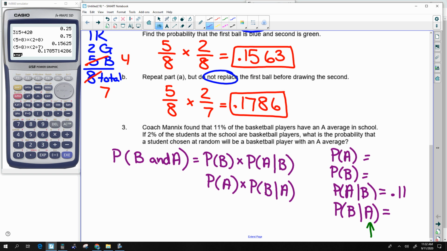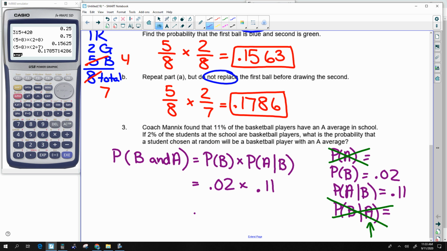2% of the students in school are basketball players. So 2% are basketball players. Take a look at what we don't have right from the get-go. We don't have the probability of A, and we don't have the probability of B given A. That really narrows down which formula we're going to be using. So this would be the probability of B times the probability of A given B.